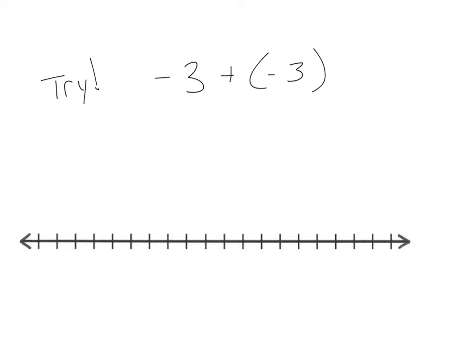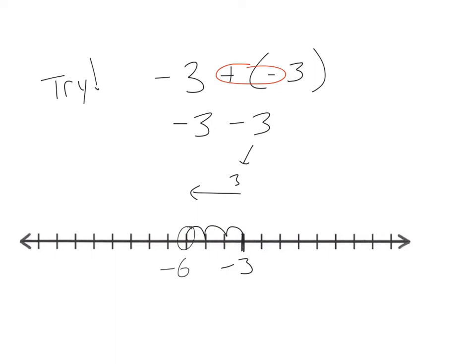Okay, so hopefully you saw two signs that are next to each other that need to be simplified. This says negative 3 plus negative 3. Well, what does a plus and a negative mean? When it's a plus and a negative, it means minus, okay? So it really means negative 3 minus 3. So if I start at negative 3 right here and I subtract, it means I go left, how many? 3. Okay, so 1, 2, 3. So if that's negative 3, that's negative 4, negative 5, and then finally right there at negative 6.